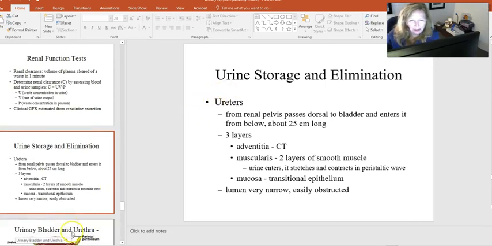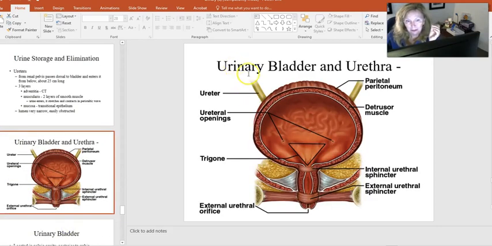We talked about the ureters as being these hollow muscular tubes that transport what is now urine. It's not called filtrate anymore. It's urine from the kidneys to the bladder. They need to make sure that they're not blocked. Sometimes stents have to be put in to open up a ureter if there's a problem there, and they are draining urine from the kidneys to the bladder.